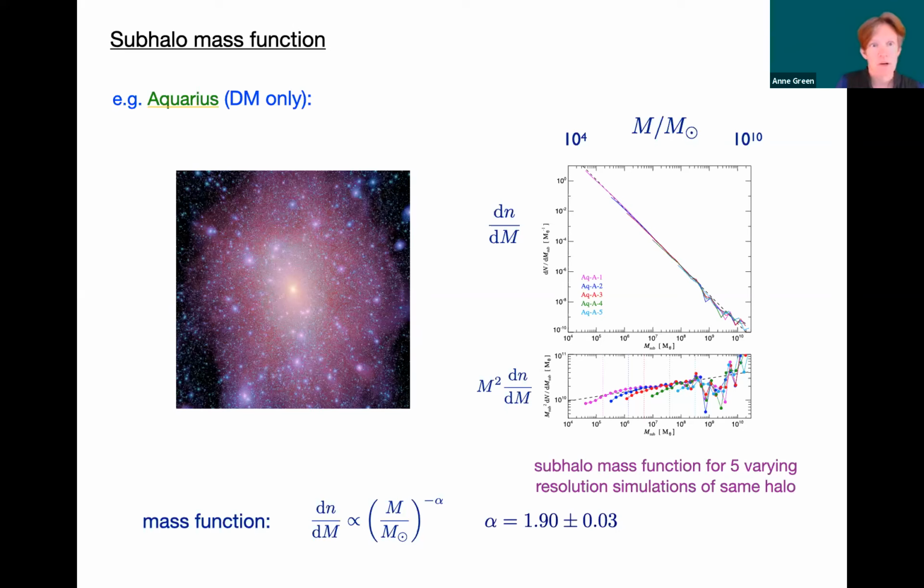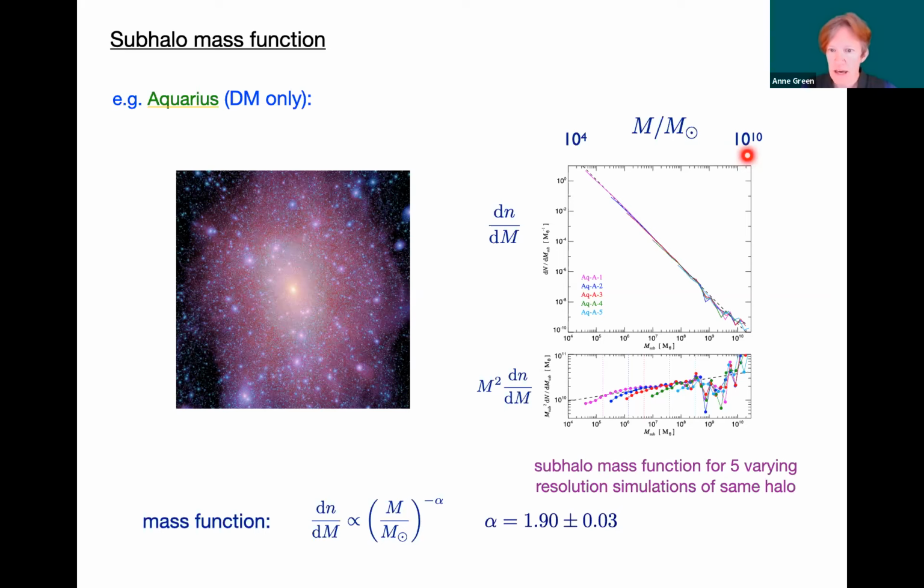So 2 things we're interested in are the amount of substructure as a function of mass, as in the mass of the individual small subhalos, and then also how they're distributed radially within the parent halo. So that's what's shown on the right here. It's dN/dM, the number of subhalos as a function of their mass, going from 10 to the 4 to 10 to the 10 solar masses.